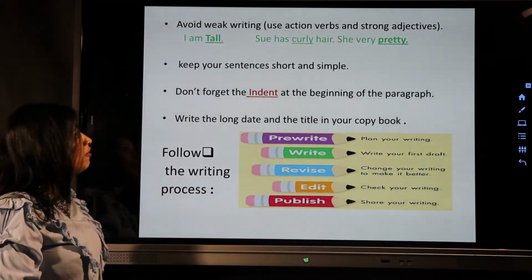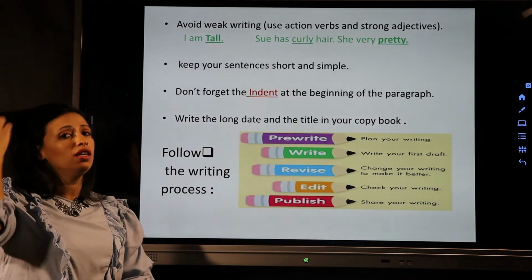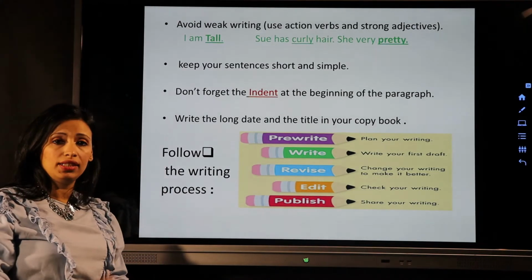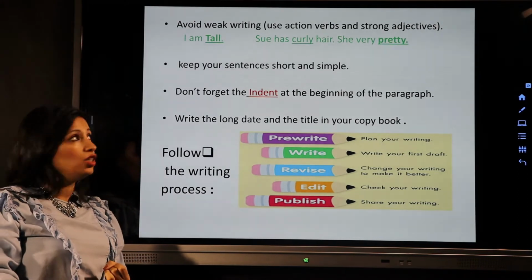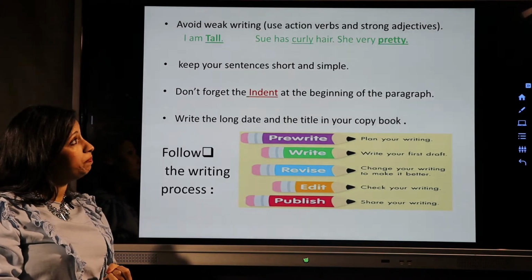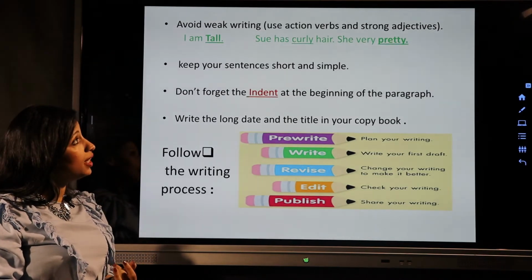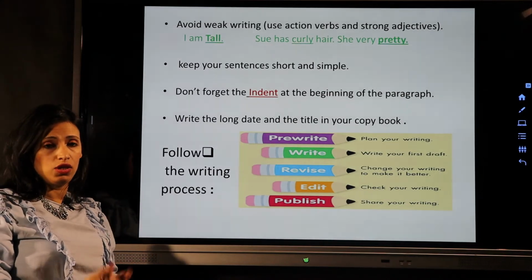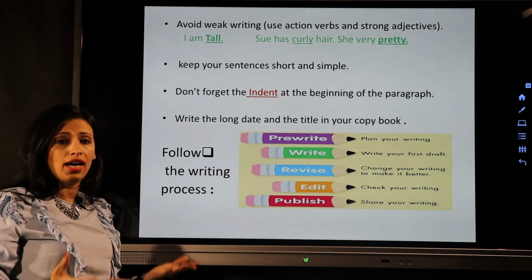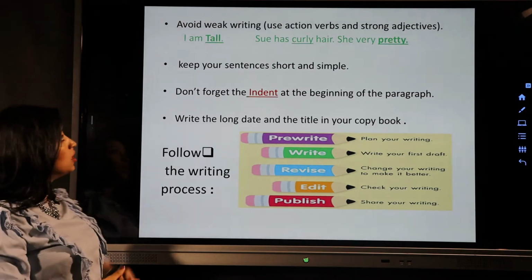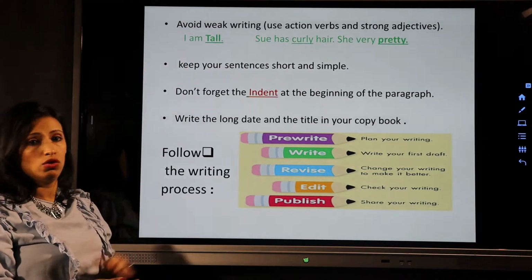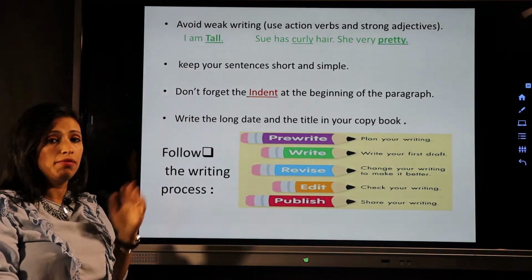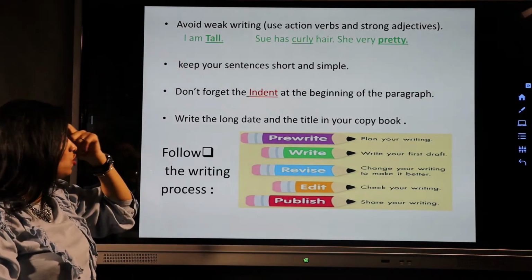Okay, avoid weak writing. What's the meaning of weak writing? To avoid weak writing, you have to avoid grammatical mistakes, and you have to write with strong adjectives. You know the meaning of strong adjectives? When you describe something, you have to use adjectives. For example, I am tall. Tall is an adjective. I'm describing myself by saying I am tall. This is a strong adjective.